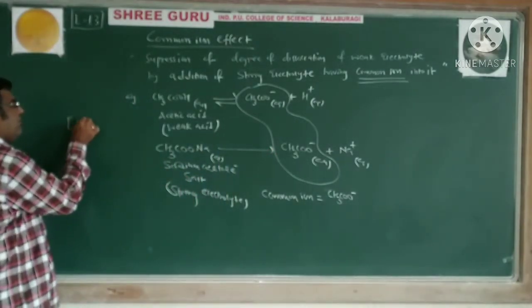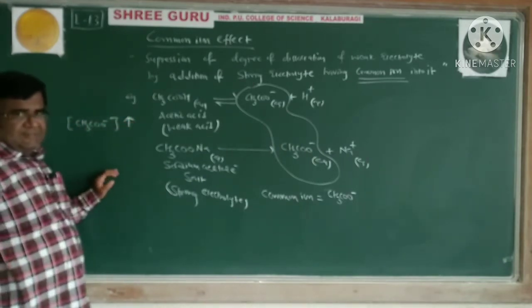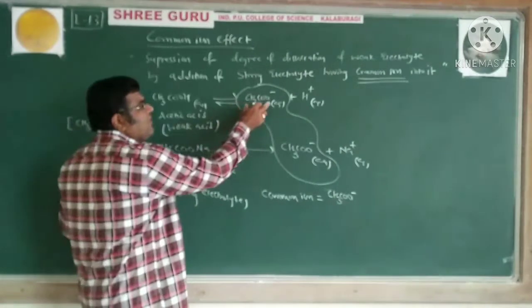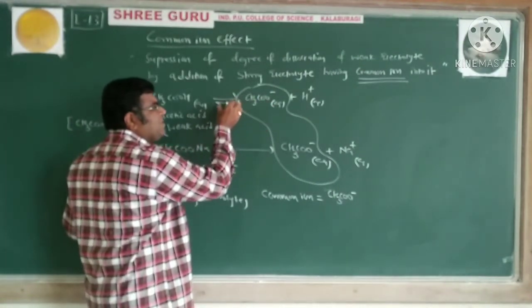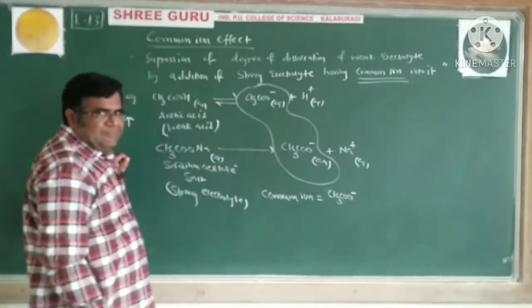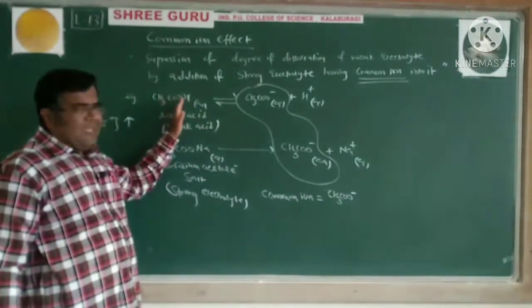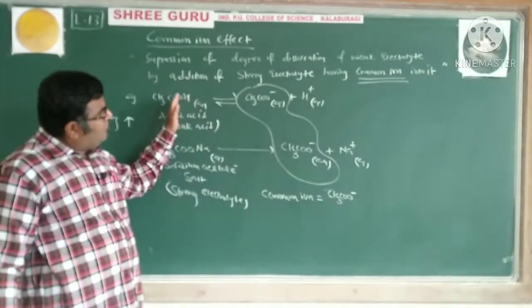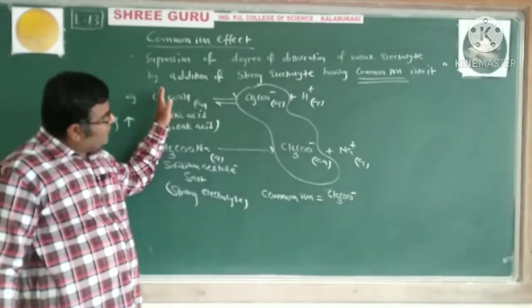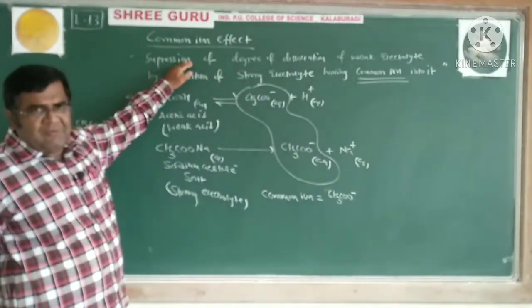Now the concentration of acetate ion increases because both of them are producing it. But as the concentration of product increases, the equilibrium will shift in the direction that decreases it, that is towards the left side. And when the equilibrium shifts to the left side, we get more and more acetic acid. So the forward reaction is suppressed, the backward reaction is favored. And the forward reaction is dissociation. So dissociation is suppressed. That's why we said suppression of degree of dissociation.